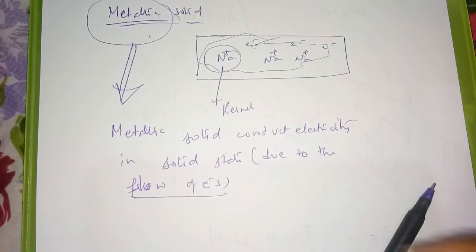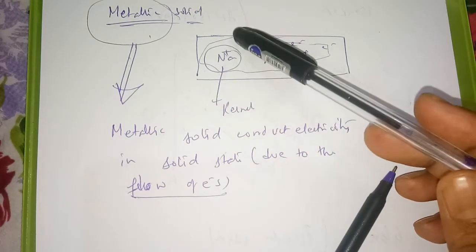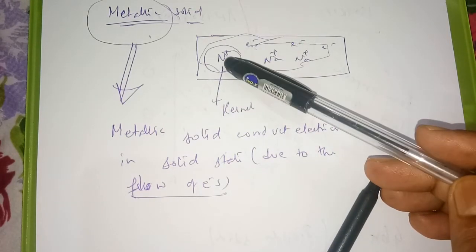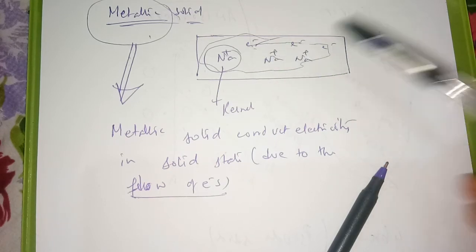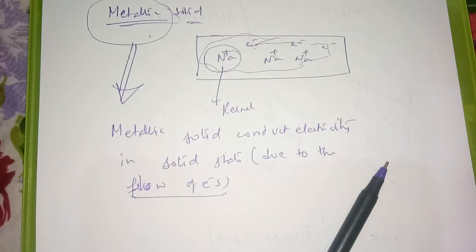Another point about ionic and metallic solids: remember that on heating, ionic solids conduct electricity faster, and on heating, metallic solids conduct electricity at a slower rate. Because on heating, the kernel starts moving like that, and this positive charge retards the flow of electrons. But in ionic solids, a greater number of ions are generated, and flow of ions takes place due to heating.